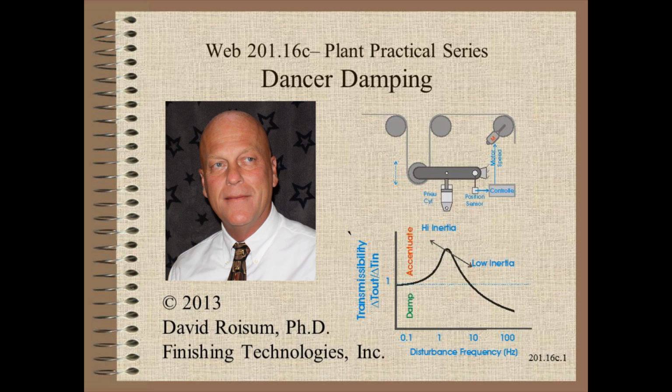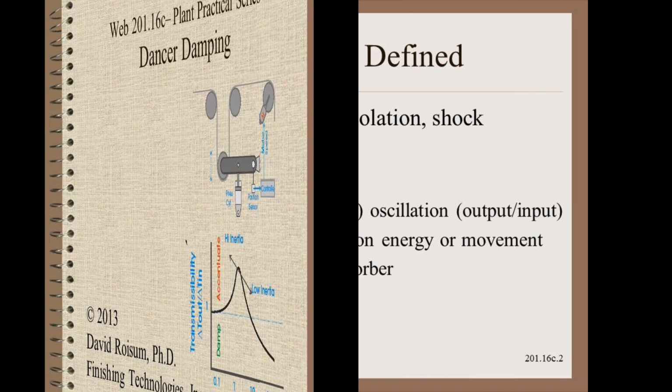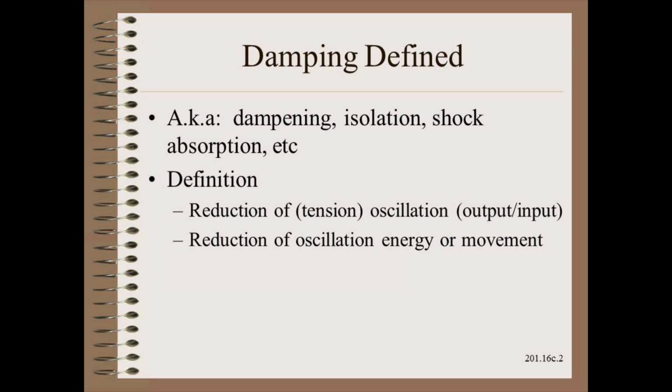In this video, we describe if and when a dancer reduces tension upsets. There are several aliases for damping, as well as several ways to define it. Here, we will use the engineering definition as a reduction of tension oscillation after the dancer. Specifically, we quantify the goodness of the dancer in this regard as the ratio of the output tension oscillation over the input tension oscillation. Obviously, the smaller the output oscillation or ratio, the better.